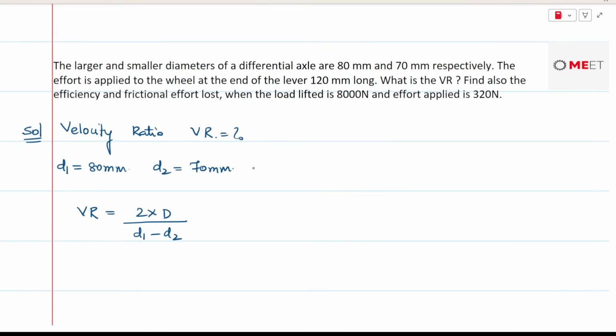D1 minus D2. So capital D will be equal to 2 times the length of the lever, that is 2 into 120, which is 240 mm. Upon substituting the values, 2 into 240 divided by 80 minus 70 is equal to 48. This would be the value of the velocity ratio.